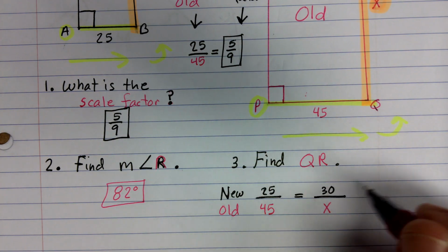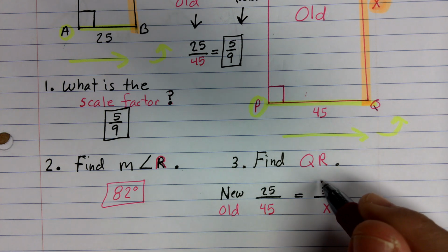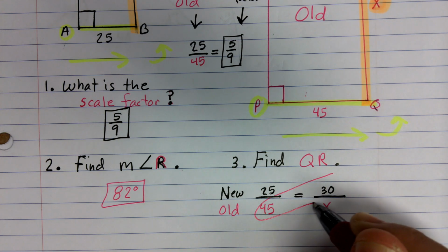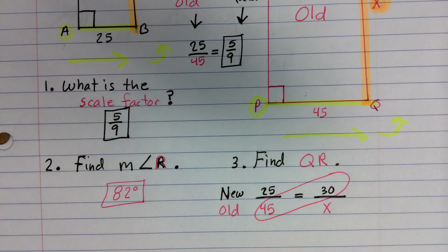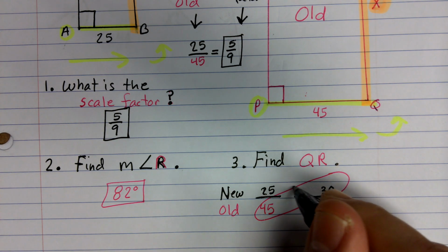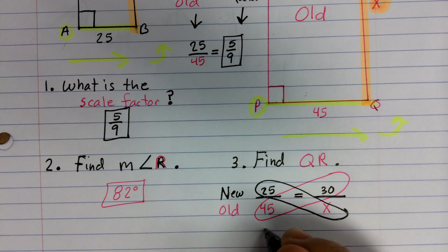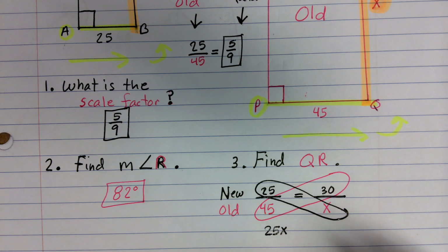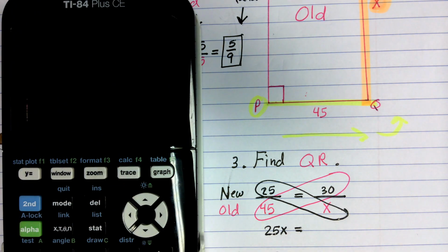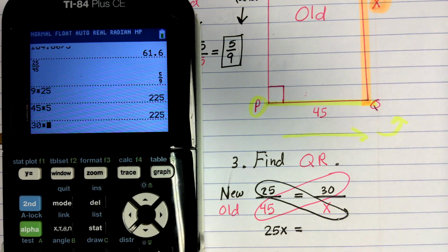And now what we're going to do, just like we did in many other videos, is cross multiply. So I'm going to multiply that 30 times the 45, and I'm also going to multiply this X times the 25. So I'll start with the 25 and the X because that's real easy. 25 times X is simply going to give me 25X. And that's going to be equal to 45 times 30. Now that's a larger number, so I'm going to get my calculator and put it in there. So I'm going to say 30 times 45, and it gives me 1350.